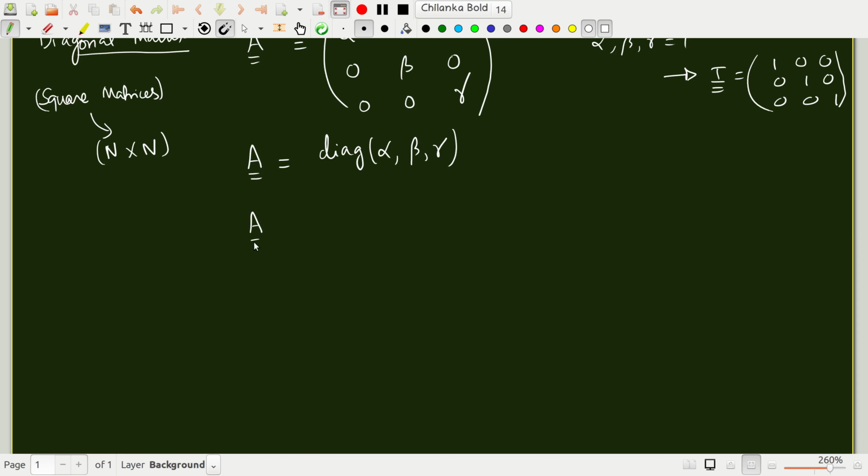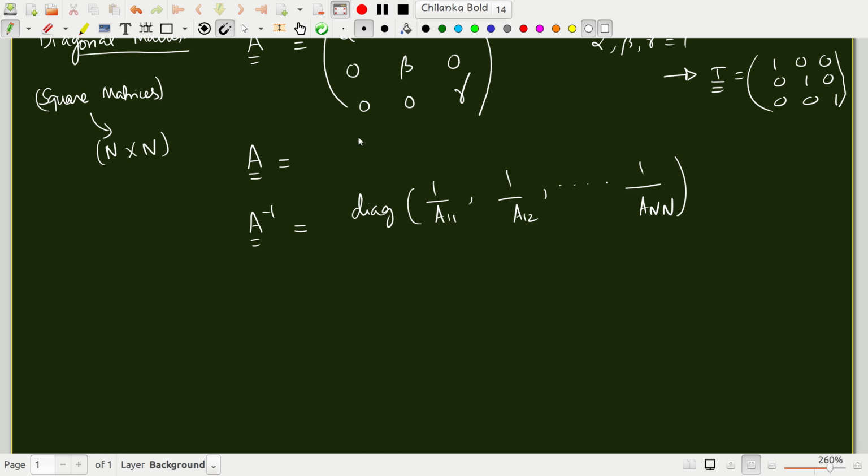The advantage of having a diagonal matrix is that its inverse is simple. If A is a diagonal matrix, then A inverse is diagonal of 1 by A11, 1 by A22, up to 1 by ANN. Suppose I write A as diag of A11, A22, A33, and so on up to ANN. That is, only the diagonal entries are non-zero, and all the other entries are 0. Then A inverse is just diagonal of 1 over A11, 1 over A22 and so on.